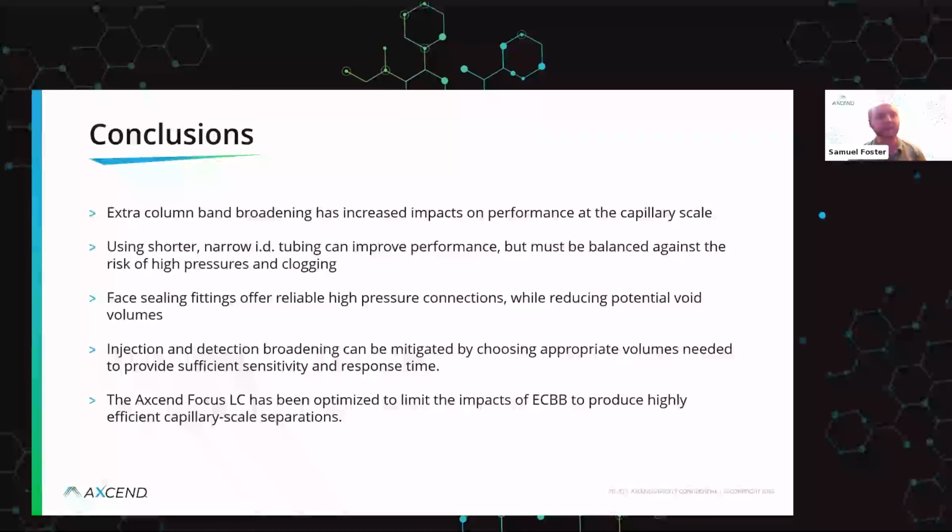When you're making these fluidic connections, you often want to use space sealing fittings. They offer high pressure connections while really reducing or in fact eliminating potential void volumes. It's best practice to tailor both your injection and detection systems to limit the amount of broadening that you need. And finally, Axcend has kind of taken all of this together and put it into one system that's highly optimized to reduce a lot of that extra column band broadening.